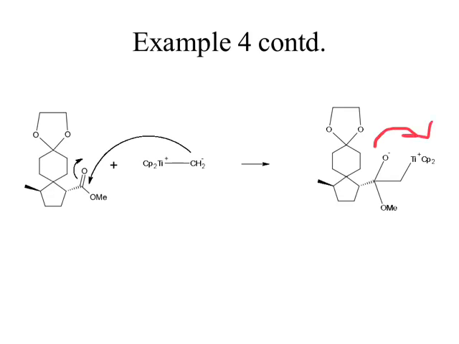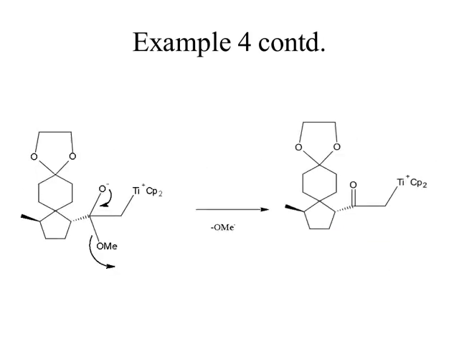So what will happen is this negative charge will shift here and the methoxy group will leave the molecule. This is the step where, because titanium is not in proper orientation, oxygen is not able to attack titanium and there is no formation of a cyclic intermediate. Instead there is loss of the methoxy group, that is OMe minus. Methoxide ion is eliminated and we get this intermediate.